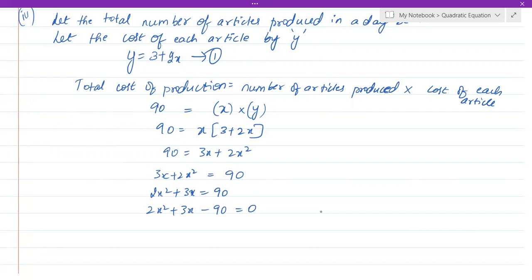Solve it by formula method or factorization or completing the square, any method. You will get the value of x. Once you get the value of x, remember we have to take the positive value. Suppose you get a negative value, please neglect it, because x is what? The number of articles produced. So how many articles did we produce? Let's say if it is 15, possible. If I say minus 15, not possible. That is, the negative value cannot be accepted, right? So once you find the value of x, substitute in the equation 1, you will get the answer.